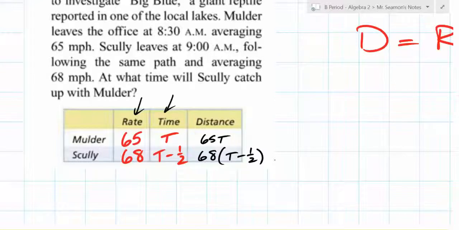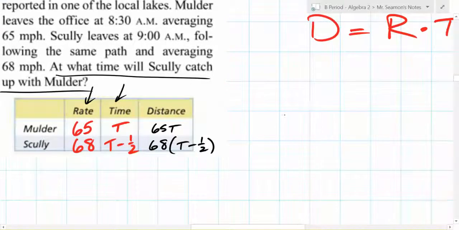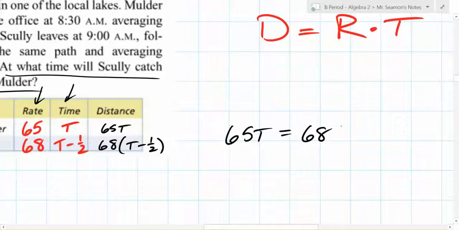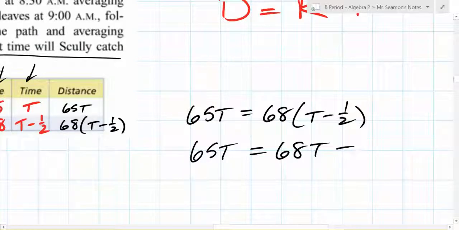What does it say? At what time will Scully catch Mulder? Do they leave from the same place? Yeah. So in order for them to catch up with one another, they have to go the same distance, right? So can you tell me what the equation is, anybody? Which two equal each other? 65T. Bingo. 65T has to be 68 times T minus a half. Bingo. 65T equals 68T minus what?